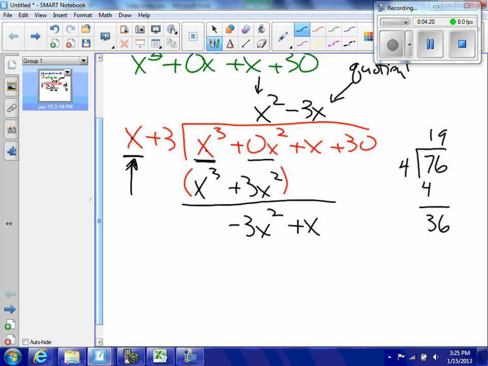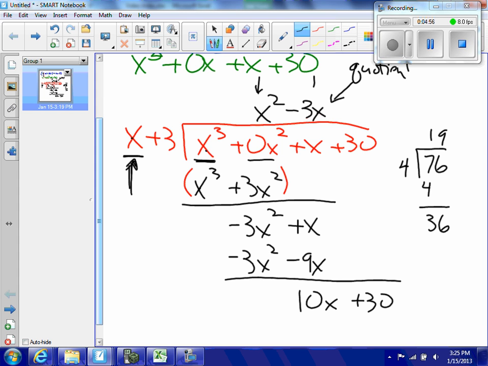Negative 3x times x is negative 3x squared. Negative 3x times 3 is, what is that? Negative 9x. I draw a line. My negative 3x squared minus negative 3x squared is 0, so that goes away. And my x minus negative 9x is positive 10x. And I bring down my 30.